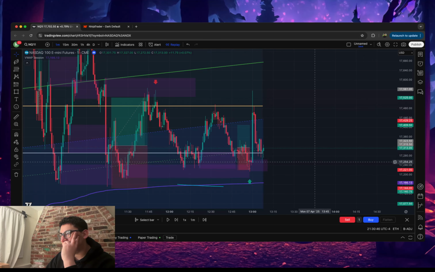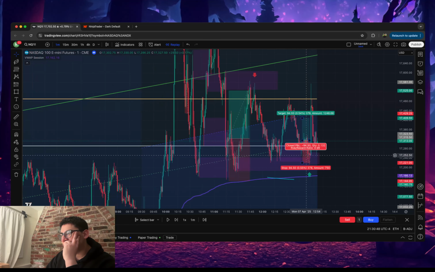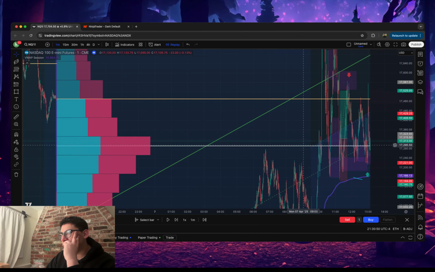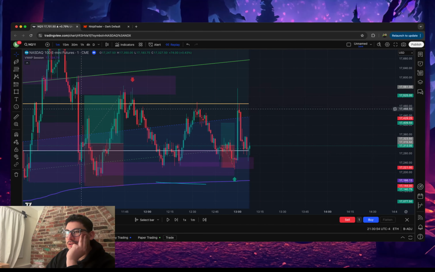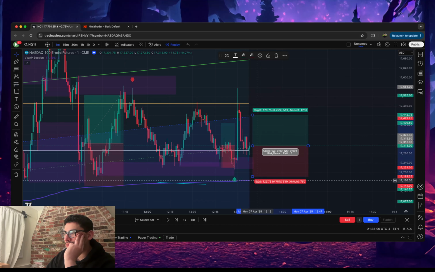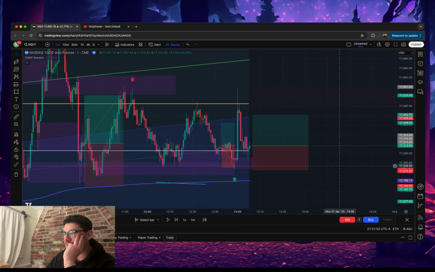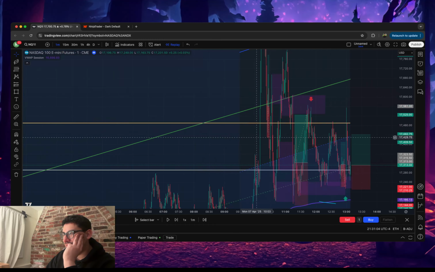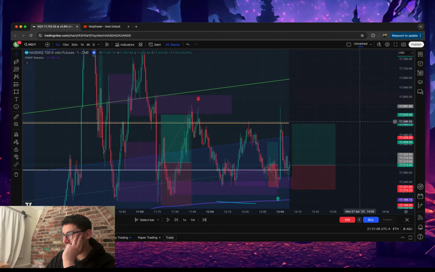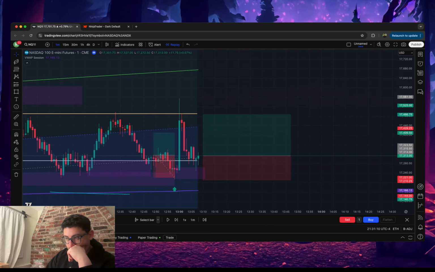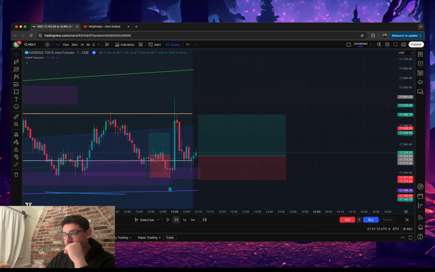What else? I think this is, yeah, point of control. I think this could be a decent long here. Maybe not a full-blown, fully confident long, but let's try it. That's the midline. Let's go for the high. It broke this high. That was news though, so you know.